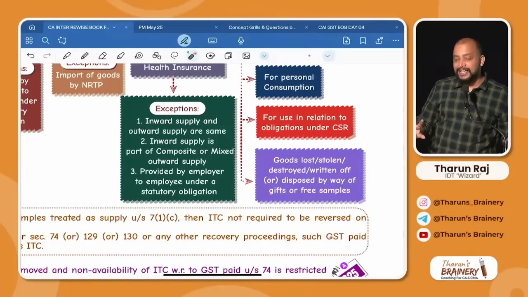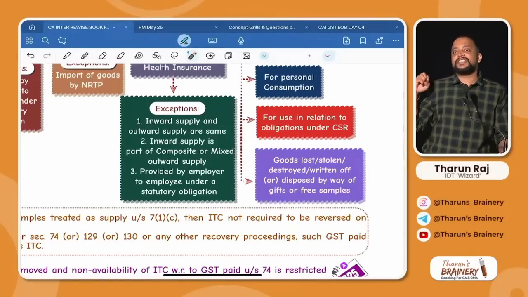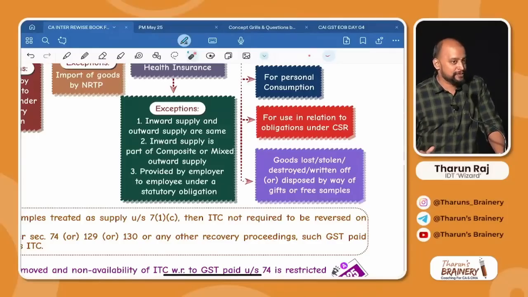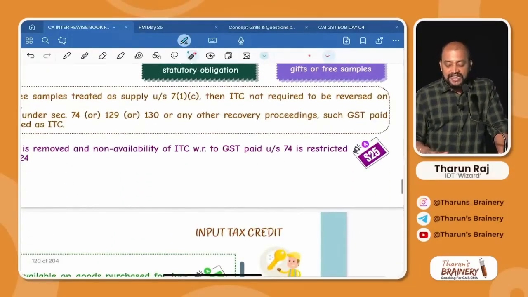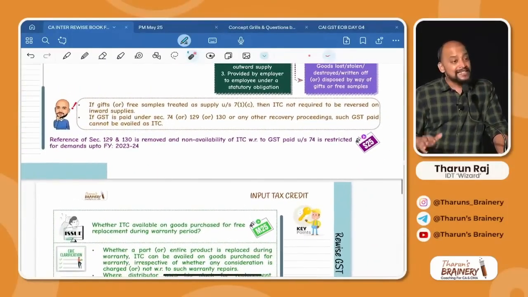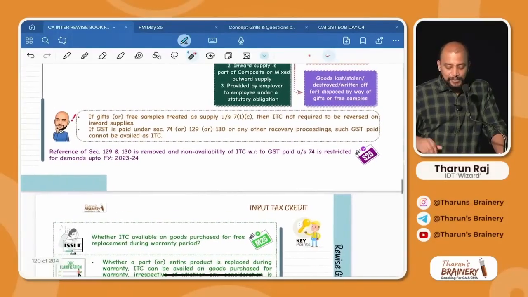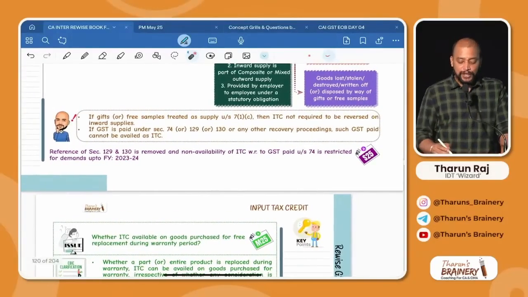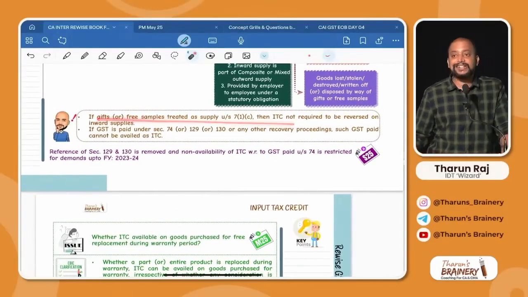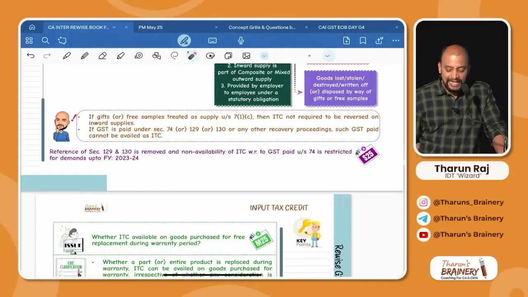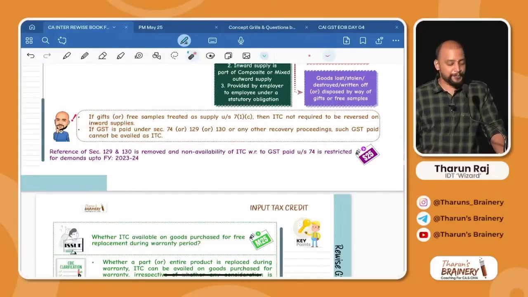So generally, when purchased goods are given as gifts or free samples, ITC is not available. But if those gifts or free samples constitute a supply, then ITC is available. See that below. If gifts or free samples are treated as a supply under 7(1)(c), then ITC is not required to be reversed on the inward supply. Just remember that mobile example.